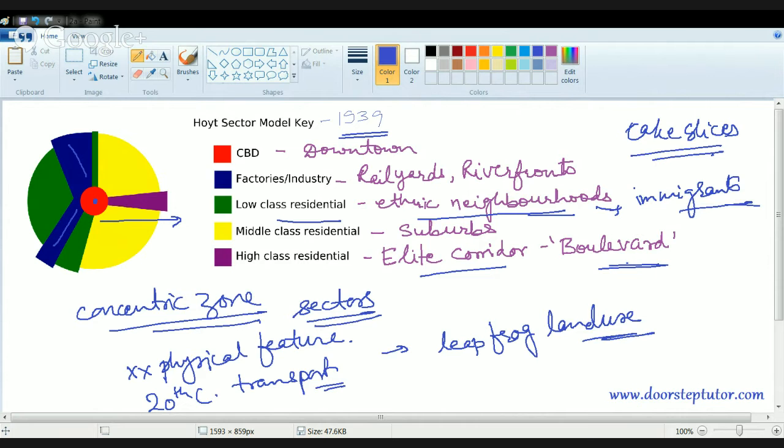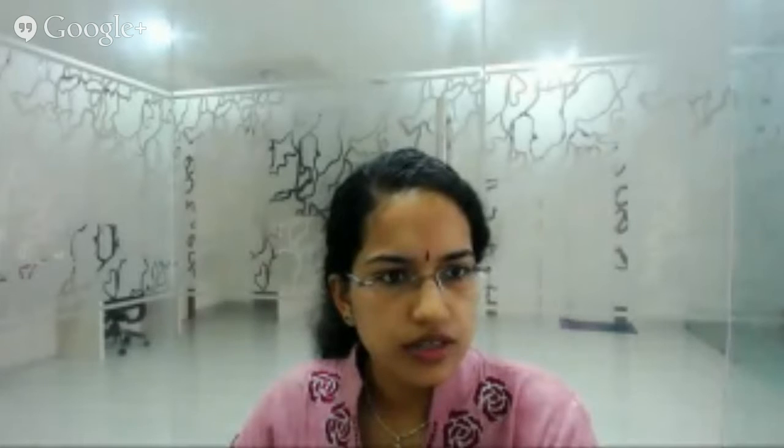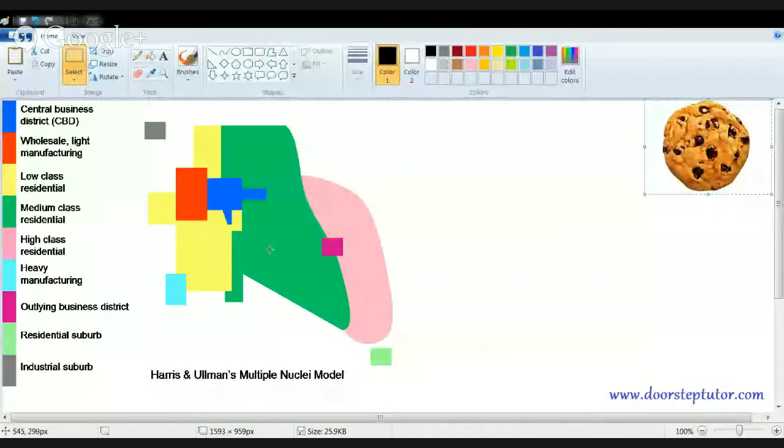The next theory we would be talking about is the multiple nuclei theory. Under the multiple nuclei theory, Harris and Ullman in 1945 propounded the concept in one of their books, The Nature of Cities. In that book, they gave this concept, and what they tried to explain was that the development of a city does not follow any specific pattern.